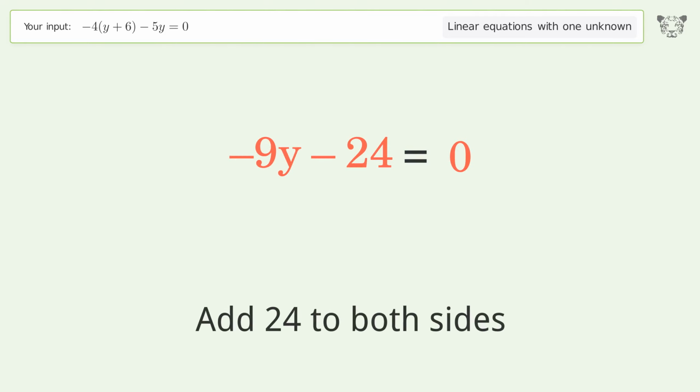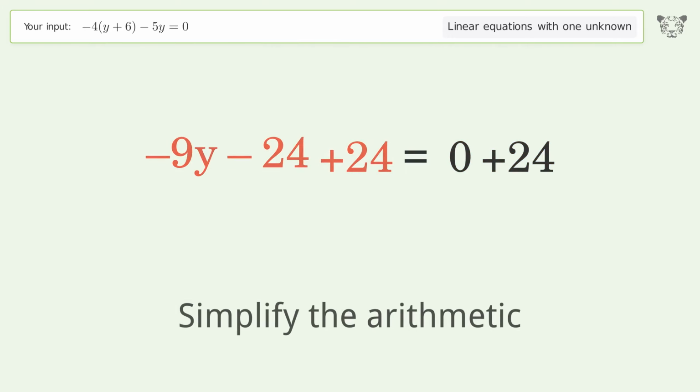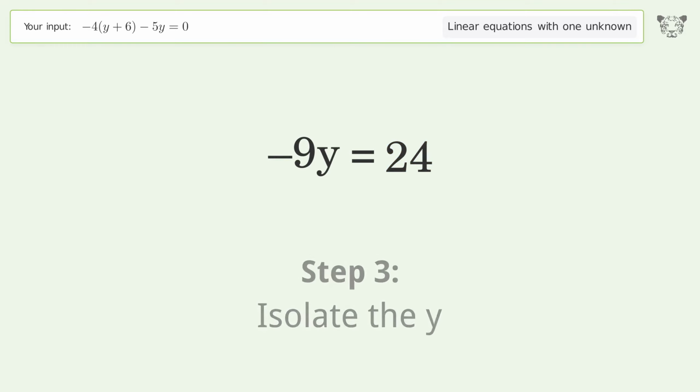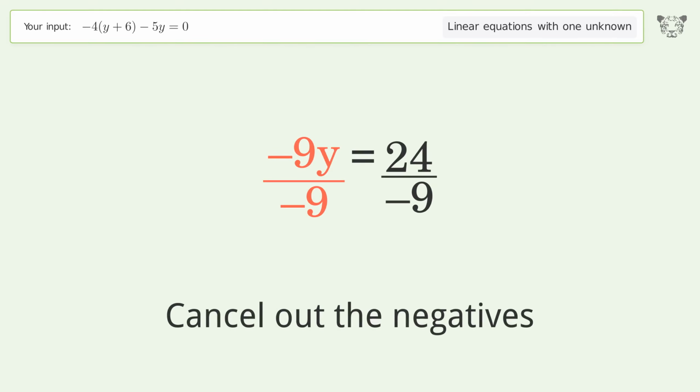Add 24 to both sides. Simplify the arithmetic. Isolate the y. Divide both sides by -9. Cancel out the negatives.